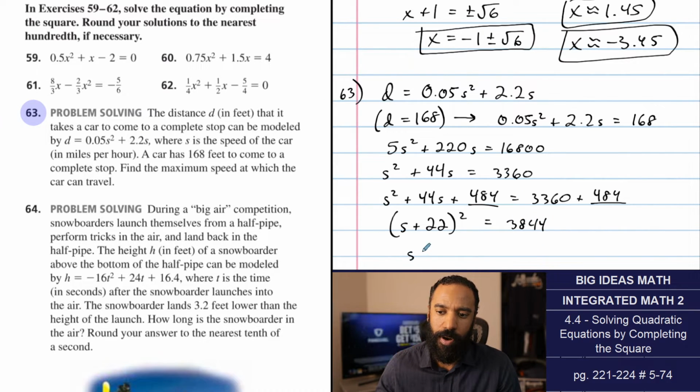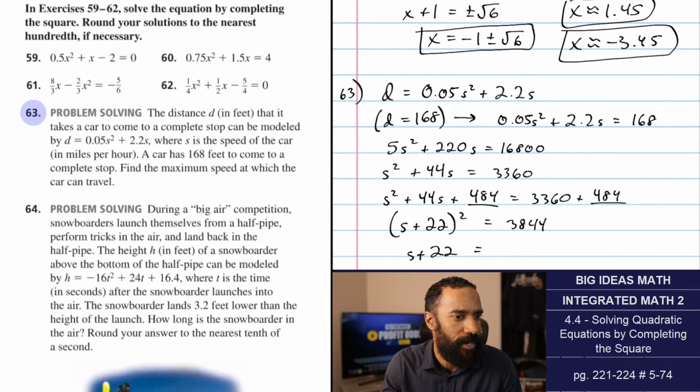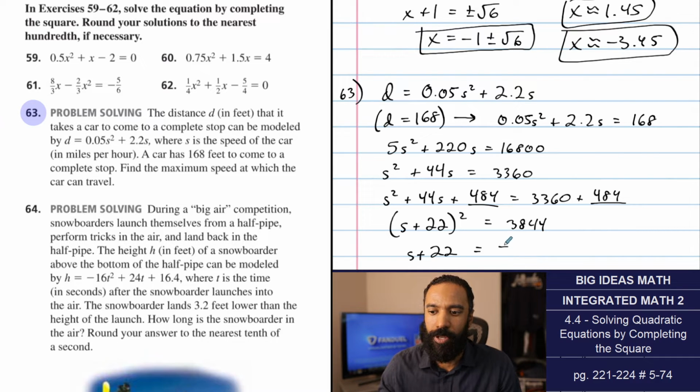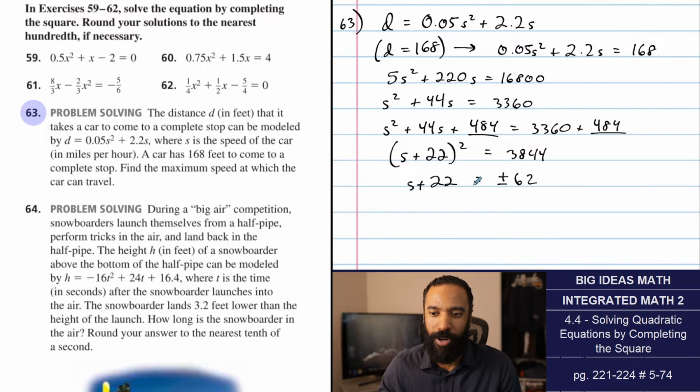3844. Let's take the square root of both sides, and let's see if this actually has a perfect square in mind. I have no idea. Square root of this number? Yes, it is. 62. So plus or minus 62. Great. Makes me feel like I'm doing the problem correctly.